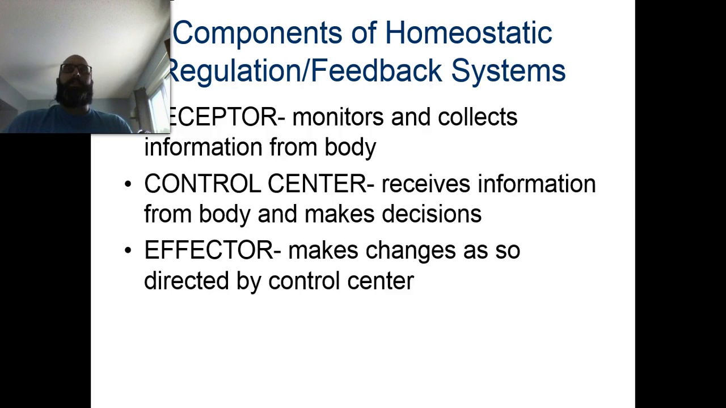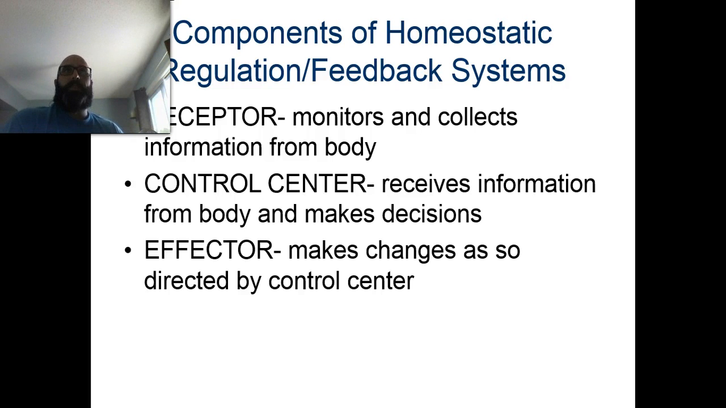So what you need to understand is, in order to understand any type of homeostatic regulation or feedback system, you need to know there are main components, whether you're trying to eliminate the stimulus or promote the stimulus. So the main components of any homeostatic regulation or feedback system are going to be receptors. There's going to be some kind of monitor or collector of the stimuli that then transfers the message or the change in the homeostasis to the control center.